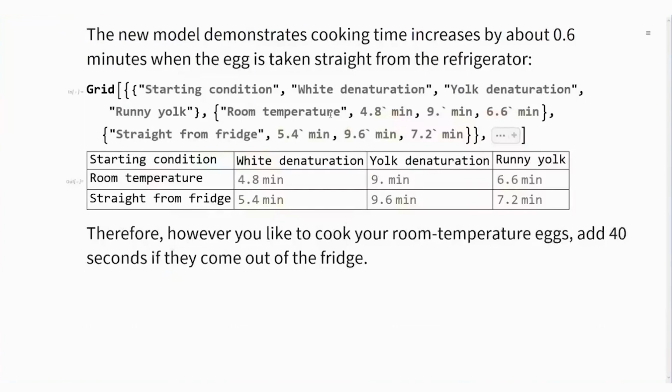Essentially summarized, you can see the time differences that the model's given us, the room temperature egg versus the straight from the fridge egg, and the cooking differences, the denatured temperatures. So essentially what we come away with is the PDE model shows us that cooking time increases by about 0.6 minutes when the egg is taken straight from the refrigerator. And in essence, however you like to cook your room temperature eggs, that means you add about 40 seconds if that egg is coming out of the fridge. So it's a fantastic model. We got one more step of this model I want to show off.